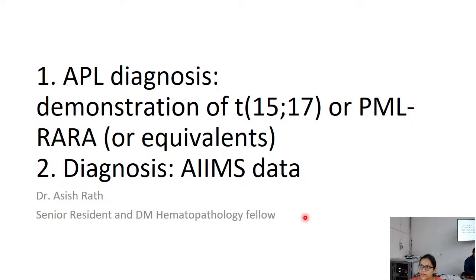Now I would like to invite Dr. Ashish for the molecular part. Good afternoon, everyone. I'll be talking about acute promyelocytic leukemia diagnosis by cytogenetics and other molecular methods.